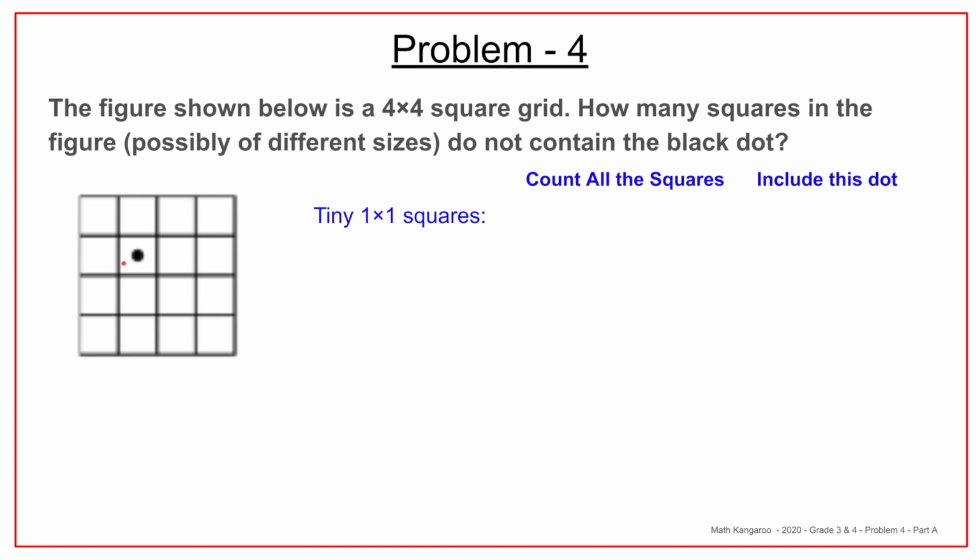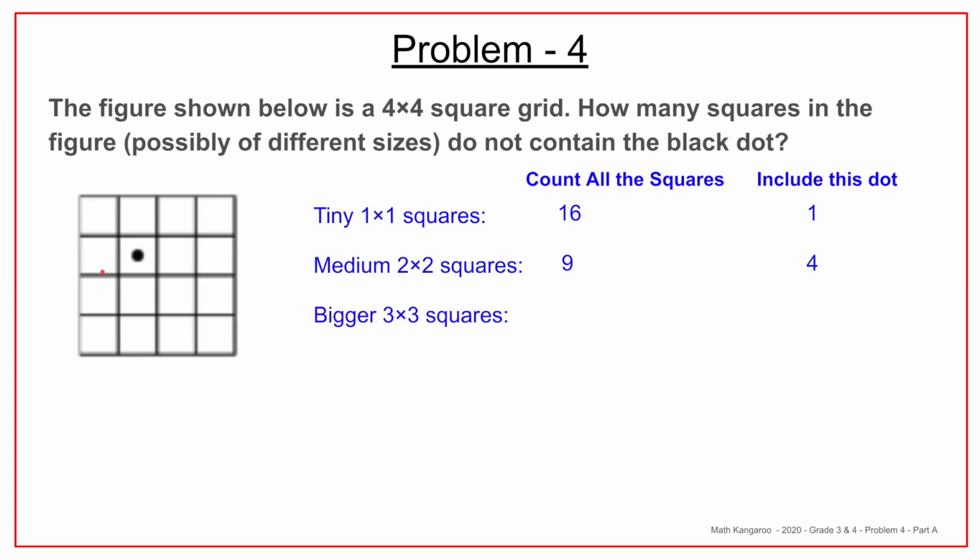So we have tiny 1x1 squares. That is 16. 1, 2, 3, 4. 1, 2, 3, 4. We make it 16. It has 1 which includes it. Try the medium size, the 2x2 squares. So 2x2 squares, we have 1, 2, 3, 4, 5, 6, 7, 8, and 9. And how many would contain the dots? That would be 4 that contain dots.